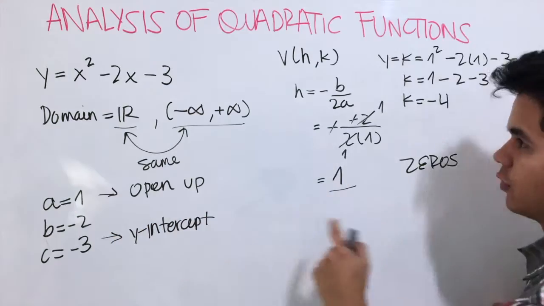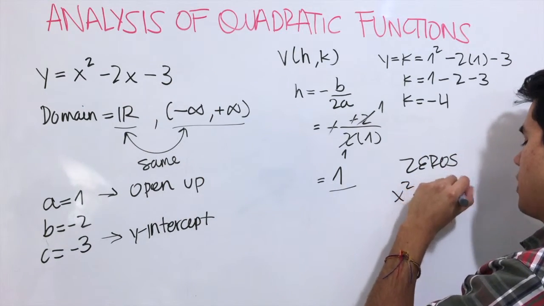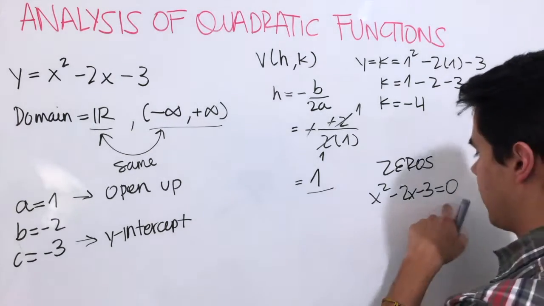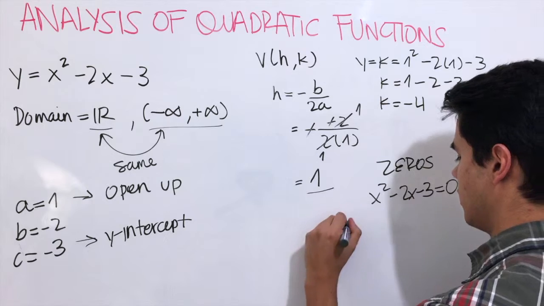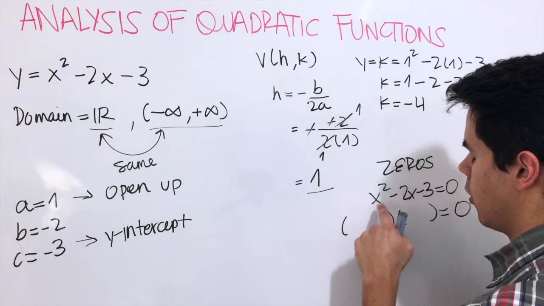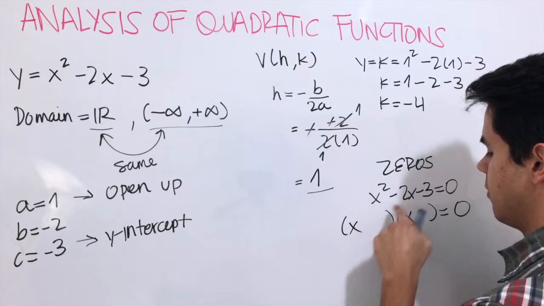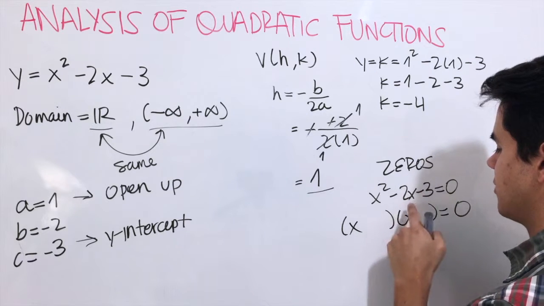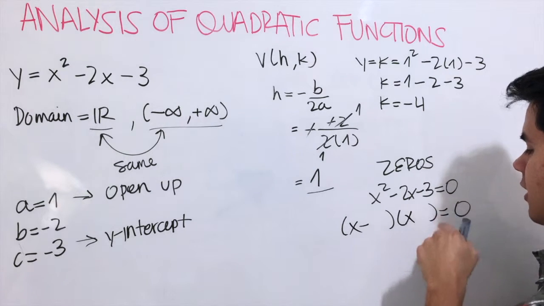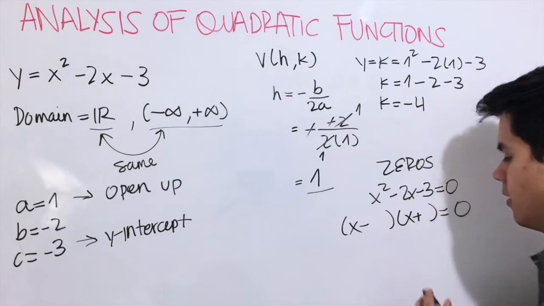Now let's find the zeros. So we just have to solve x squared minus 2x minus 3 is equal to 0. Now let's try factoring it out. So the way I factor these types of expressions is I just put parentheses, and since there's no number in front of x, I just put x in here and x in here. My first sign is going to be the exact same sign as my second coefficient, so it's negative, and the sign that I put here is this sign times this sign, so it's positive.